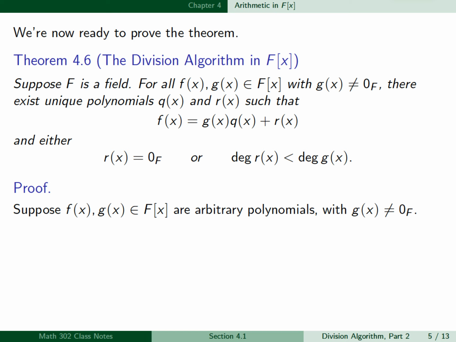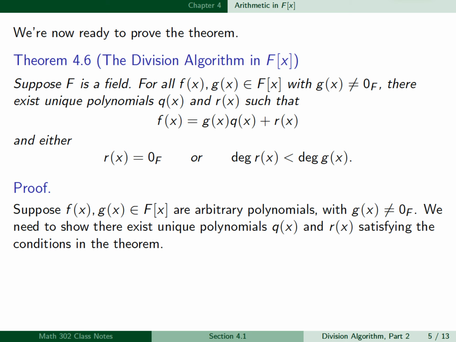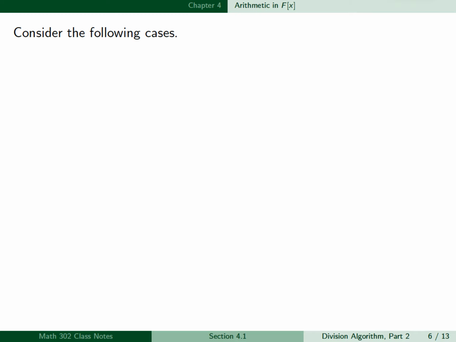So we'll start by supposing f(x) and g(x) in F[x], with g(x) not equal to 0. We then need to show that there exist unique polynomials q(x) and r(x) satisfying the conditions in the theorem. So we'll first prove existence, and we're going to consider two cases.